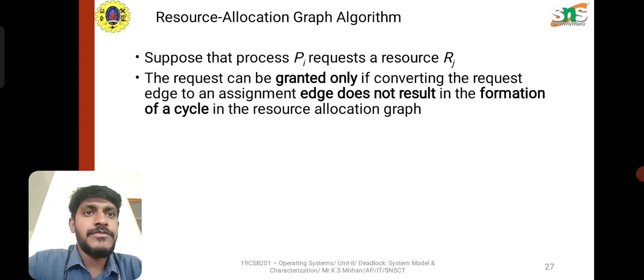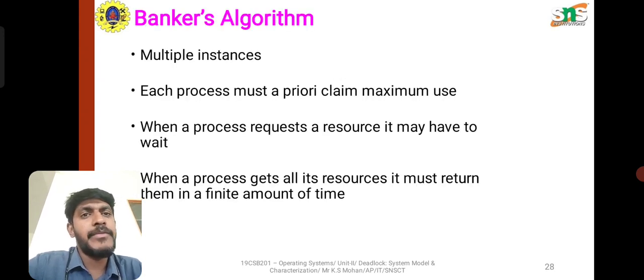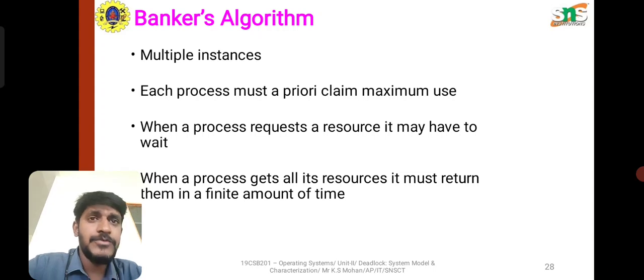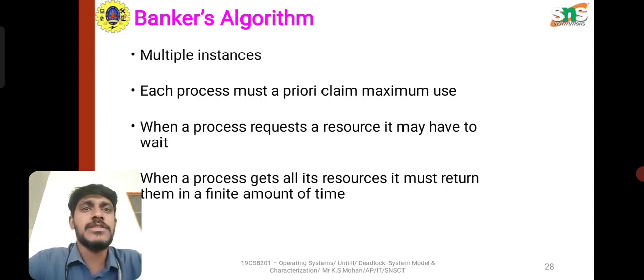In the unsafe resource allocation graph, suppose process P1 requests Rj. The resource can be granted only if converting the request edge to an assignment edge does not result in the formation of a cycle in the resource allocation graph. The most popular algorithm used in deadlock avoidance is the Banker's algorithm.